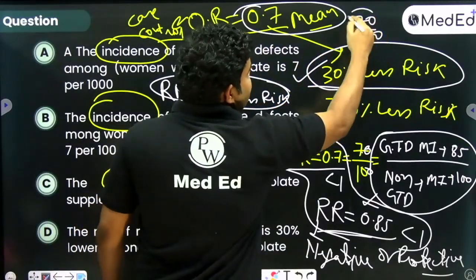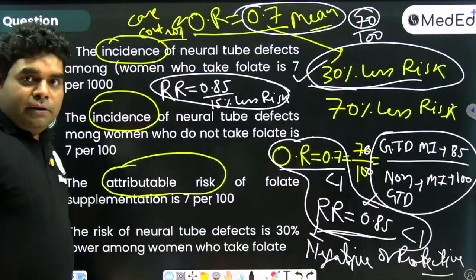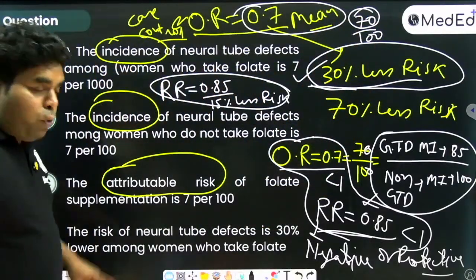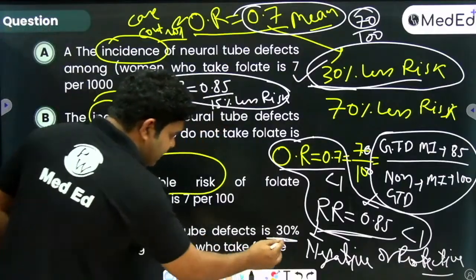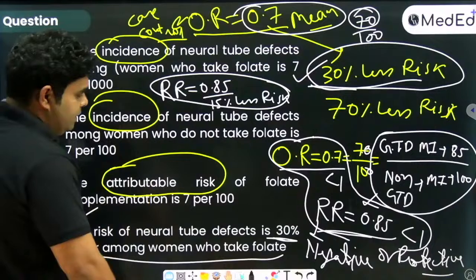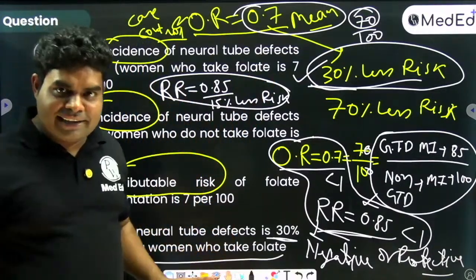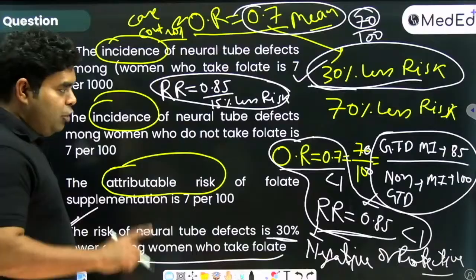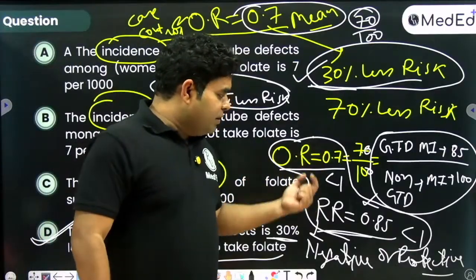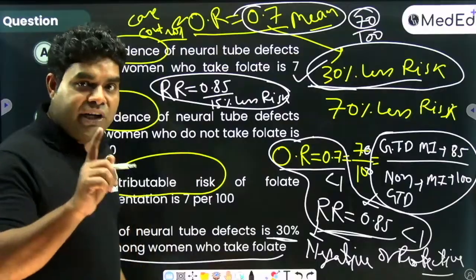And how much less is 70 from 100? 70 is 30% less than 100. So when they write 0.7, 0.7 means 30% less risk among people who take folic acid. So 30% less if it is 0.7, not 70% less. And I hope it is clear, and I hope you will remember, if relative risk or odds ratio is less than 1, it means negative or protective association.